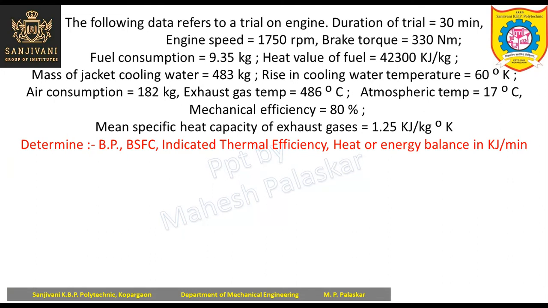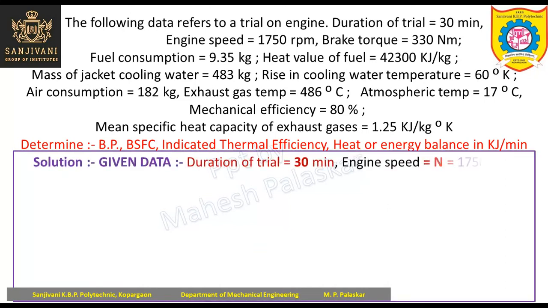What is given in this problem? The duration of trial is 30 minutes. That means all the values which are given here, they are for 30 minutes. For example, the fuel consumption is 9.35 kg in 30 minutes. Then the mass of the cooling water which is circulated in the jacket of the engine is 483 kg in 30 minutes, of course.